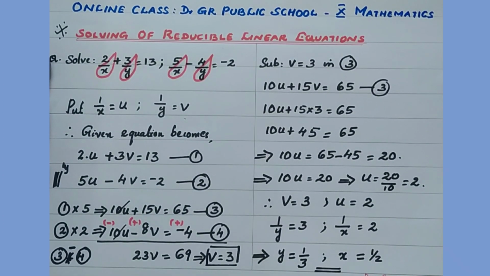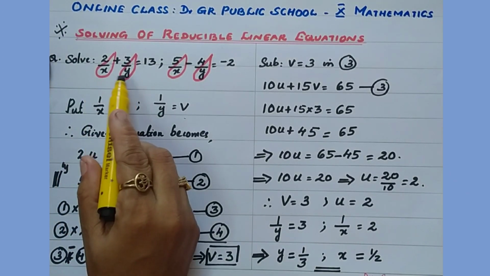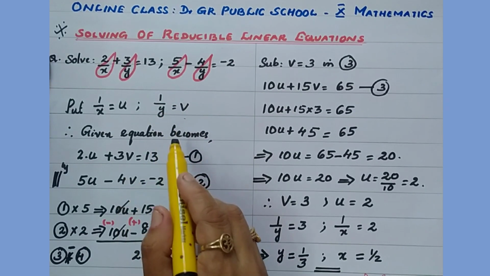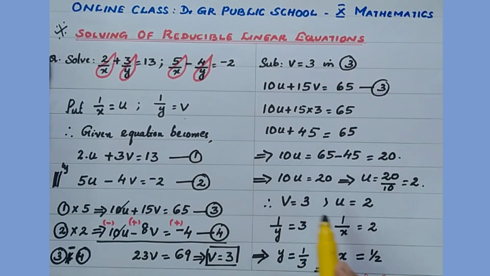Very simple and easy to understand. Just make a substitution for x and y in the denominator, so the given equation becomes linear. Solving, don't forget to substitute again. Resubstitute with 1 by y and 1 by x again.